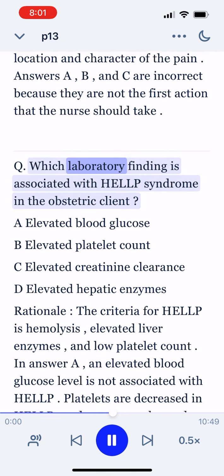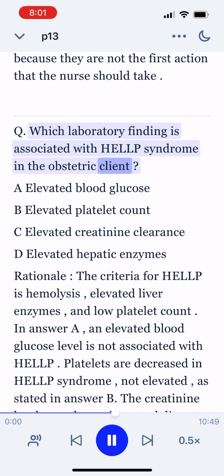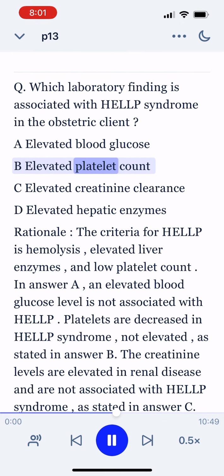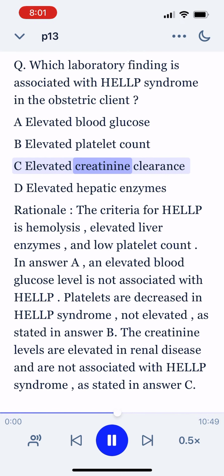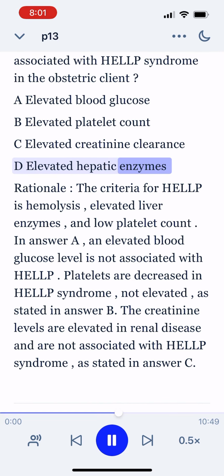Q. Which laboratory finding is associated with HELLP syndrome in the obstetric client? A. Elevated blood glucose. B. Elevated platelet count. C. Elevated creatinine clearance. D. Elevated hepatic enzymes.